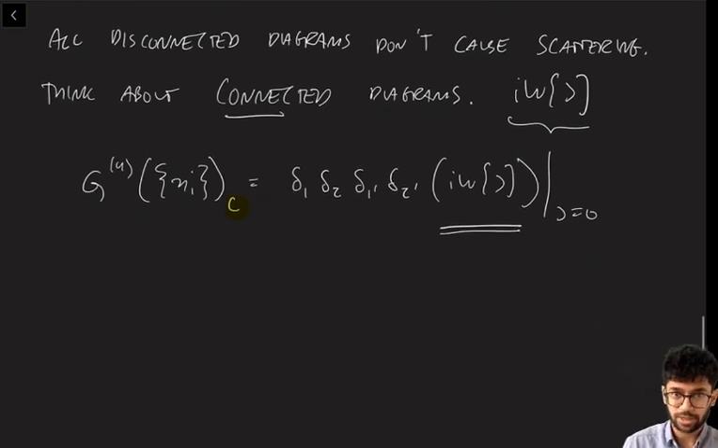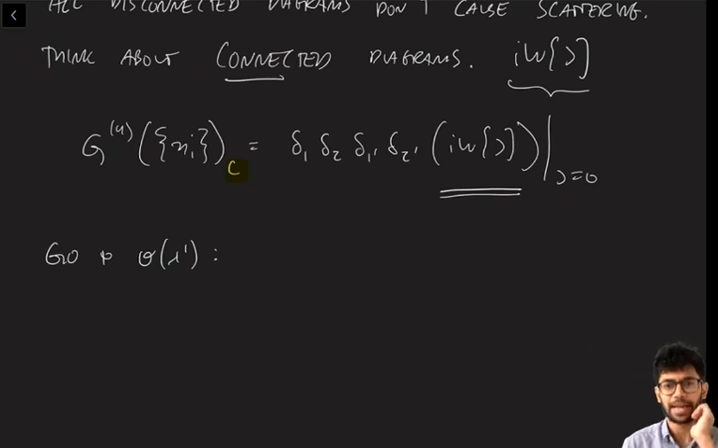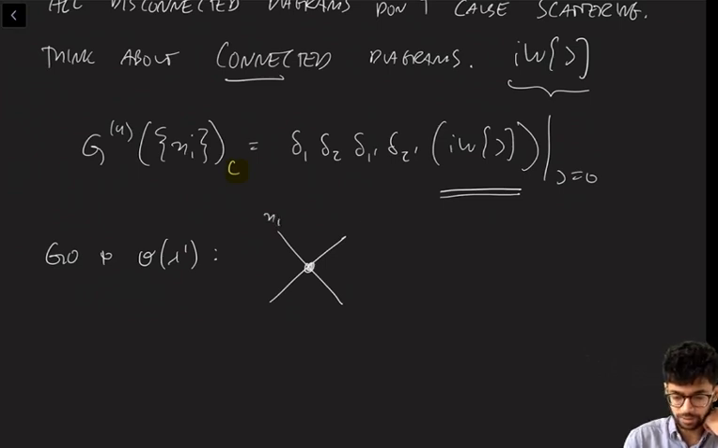So now we go to the next order in lambda. Now we go to order lambda to the 1. And now we finally have something interesting happening. At order lambda to the 1, there is one diagram which is contributing, which looks like this. Here I have x1, x2, x1 prime, and x2 prime. This diagram contributes and is non-zero.